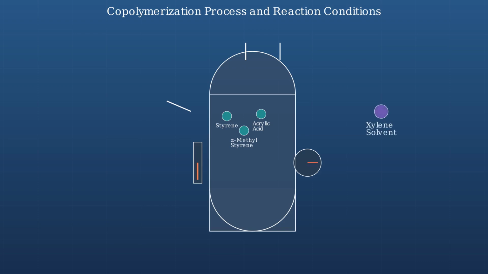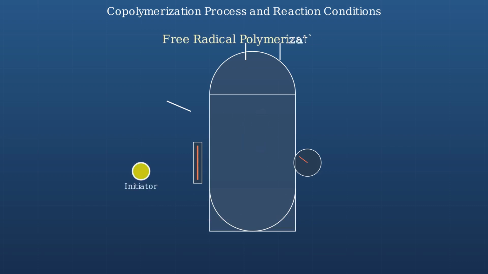We add 10 to 30% xylene solvent to control viscosity and improve heat transfer during the reaction. The reaction temperature is maintained between 120 and 150 degrees Celsius, which is critical for this copolymerization. As the reaction proceeds, pressure builds up in the sealed reactor. The polymerization occurs through a free radical mechanism.